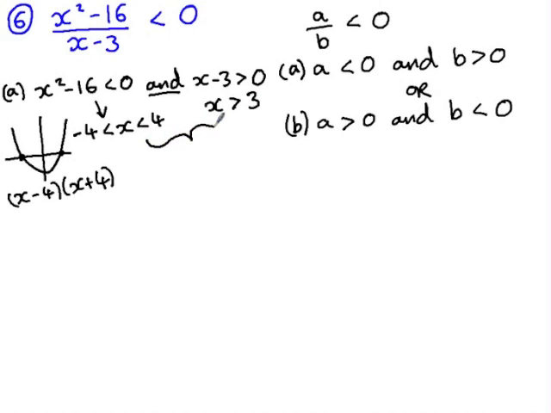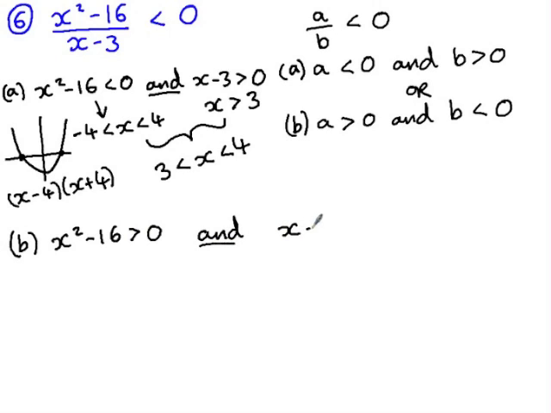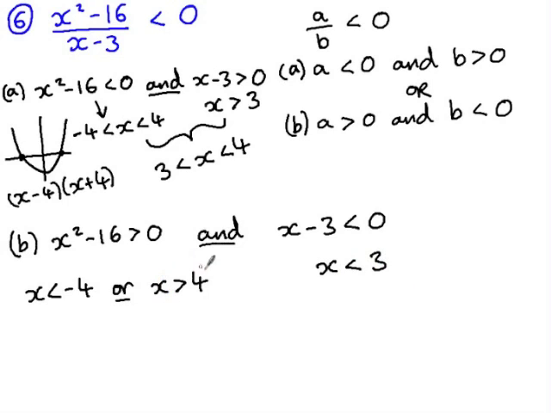Combining these two together gives the solution that 3 is less than x, which is less than 4. The second possibility is that x squared take 16 is positive and x take 3 is negative. X squared take 16 is positive when x is less than negative 4 or x is greater than 4. But at the same time, x must be less than 3. X cannot be greater than 4 and less than 3. So this one is not possible.